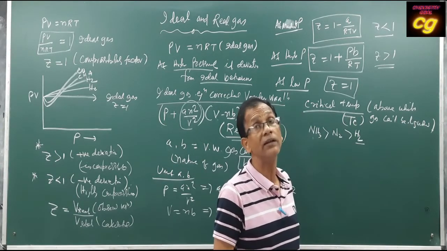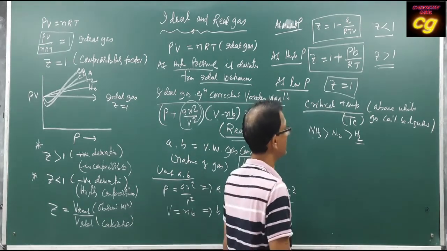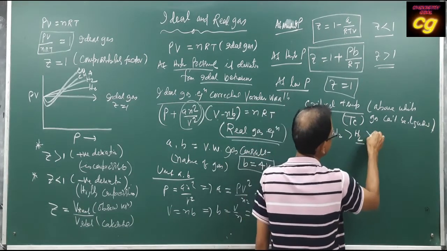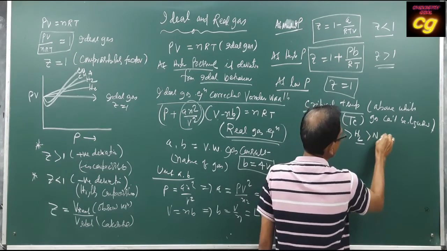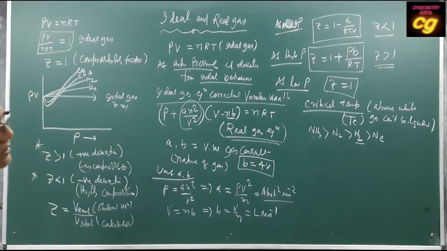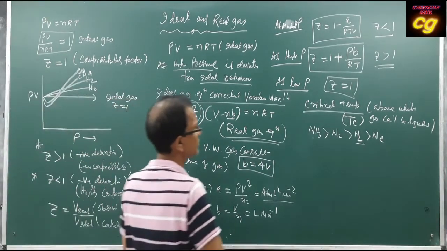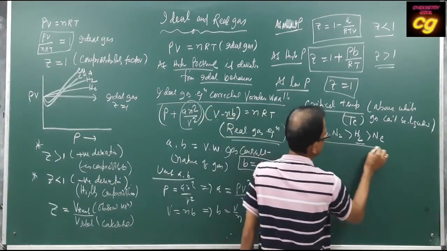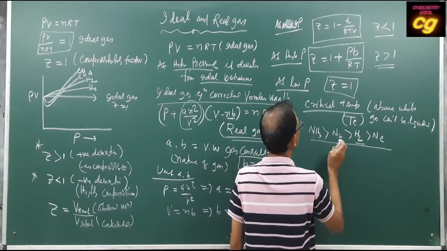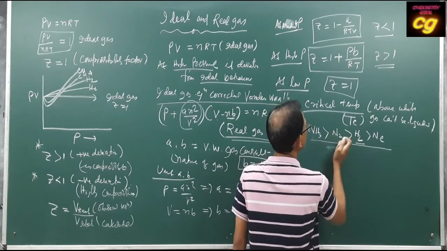Hydrogen, methane, neon, like this. Neon also cannot be easily liquefied. So a high critical temperature means the gas can be easily liquefied. Liquefaction will be faster.